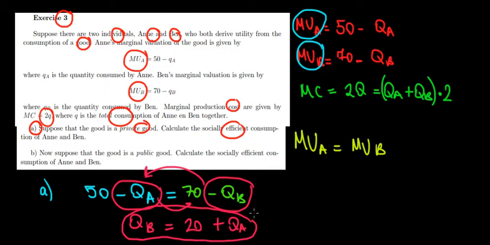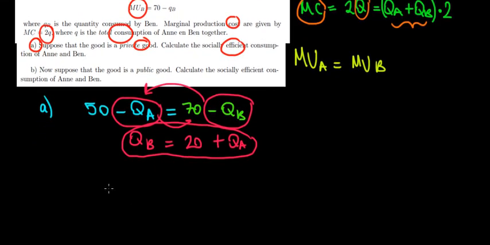Why is that important? Because we know that the marginal utilities must also be equal to the marginal cost. And since the marginal cost is equal to 2 times the total quantity, and that total quantity is the quantity of Anne plus the quantity of Ben, multiplied by 2. So with this relationship in mind, we can find out something. For instance, let's see how much Anne is going to consume.